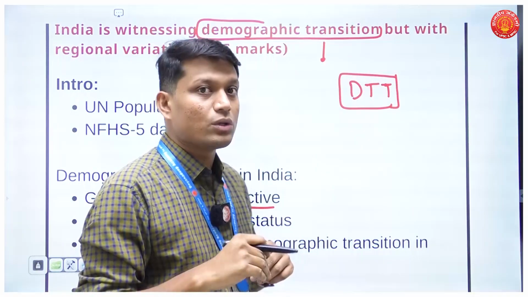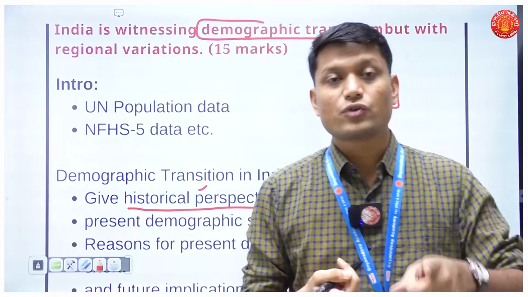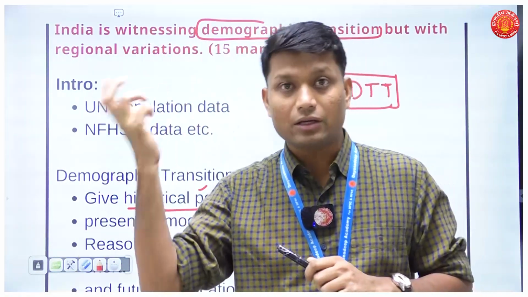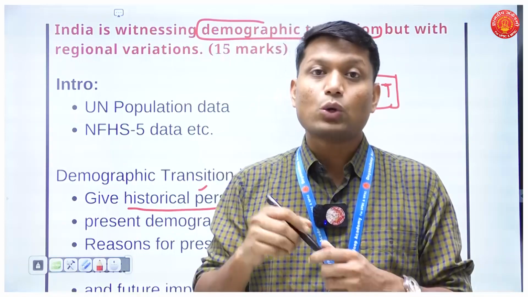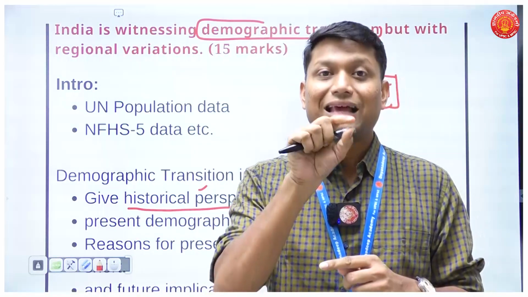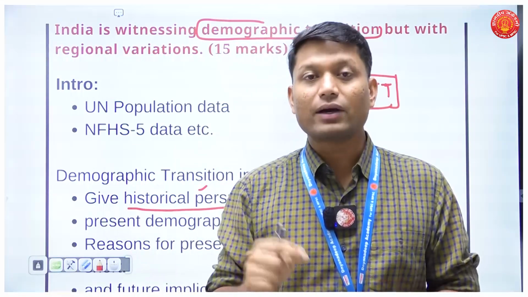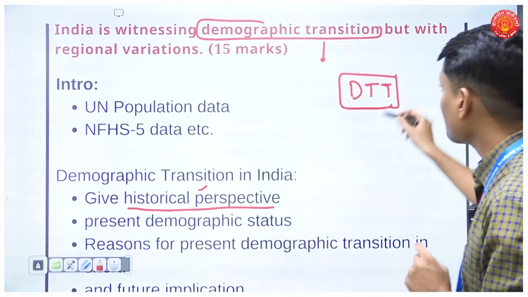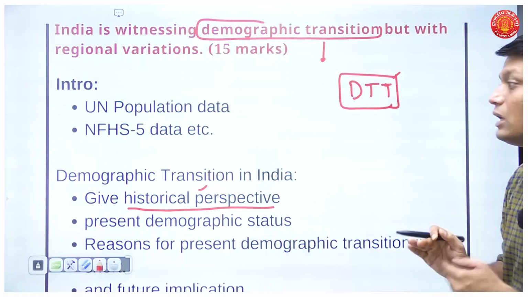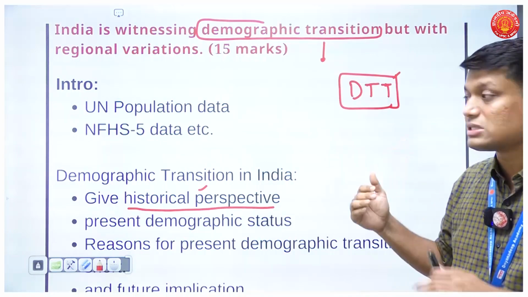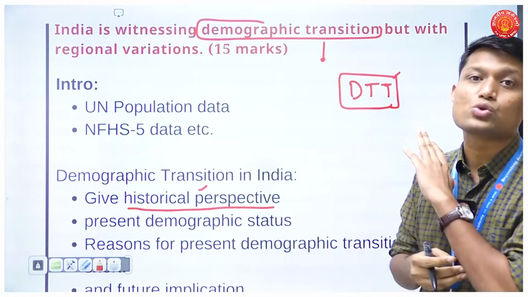Time and again I tell you, if you are writing answers for paper 2, bring in theories from paper 1. Fine. So whatever theories we have in paper 1, if we quote those theories in paper 2, that makes your answer look like an optional answer. Otherwise, it will be a GS answer. So here I am invoking demographic transition theory, and I will be stating that India has witnessed these many demographic transitions, and now India is in so and so demographic transition.